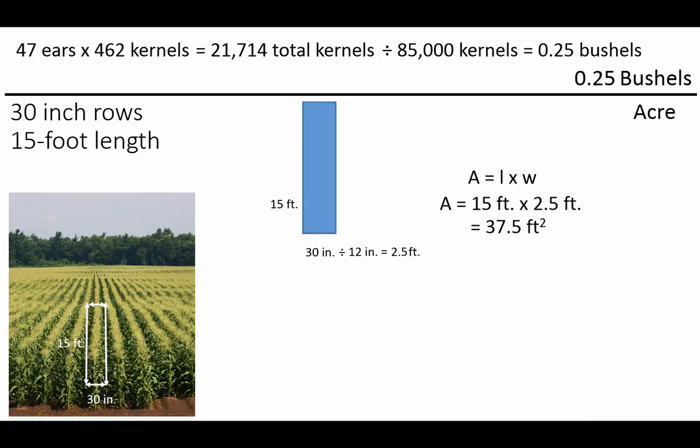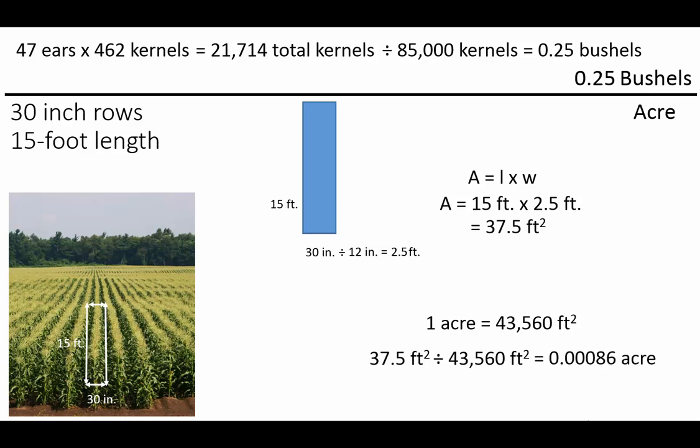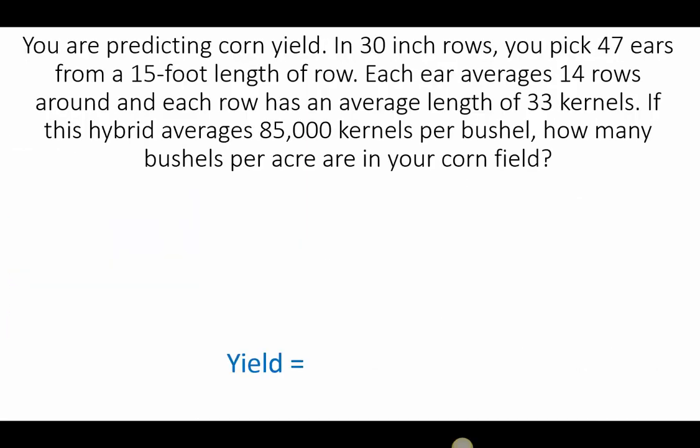Something that you should remember in agronomy, 1 acre equals 43,560 square feet. So to convert our area of 37.5 square feet, we divide 37.5 by 43,560 square feet to get 0.00086 acres. Like we said before, we want our yield to be over 1 acre. So let's set up a ratio again to get us to bushels per 1 acre.